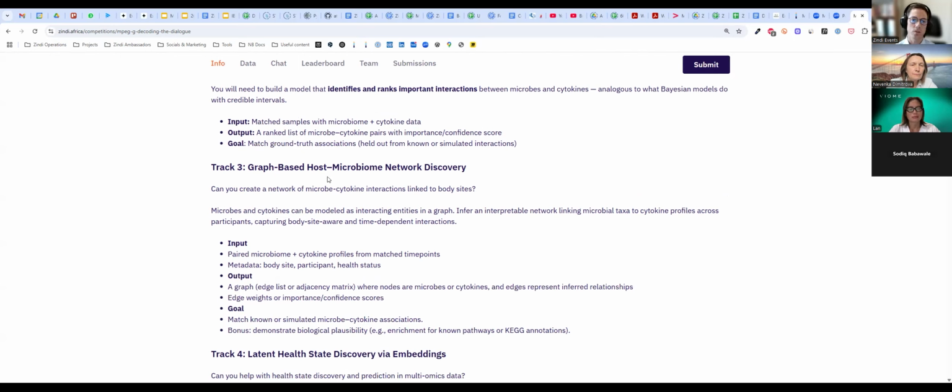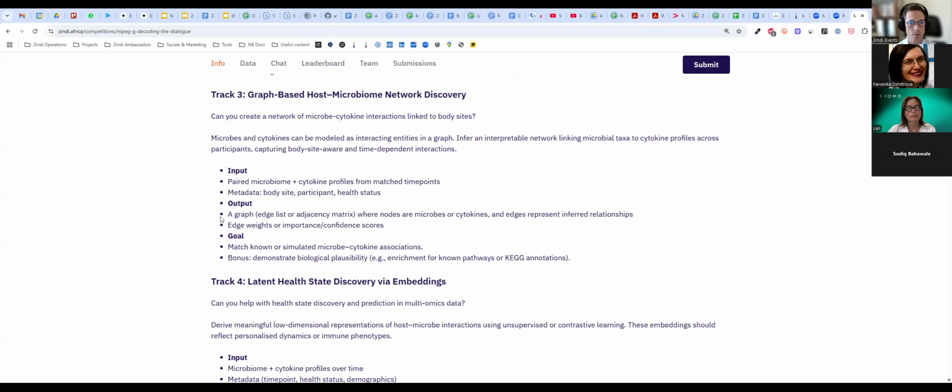Track three, graph-based host microbiome network discovery. This is a challenge to build a microbe cytokine interaction network. This is graph networking, something the original study has done, but not using machine learning. Here you have various inputs and outputs. Your output is a graph with nodes of microbes or cytokines, and you need to infer relationships between them as well as edge weights. The goal is to match known or simulated associations, and we will be giving bonus points for demonstrating biological plausibility.